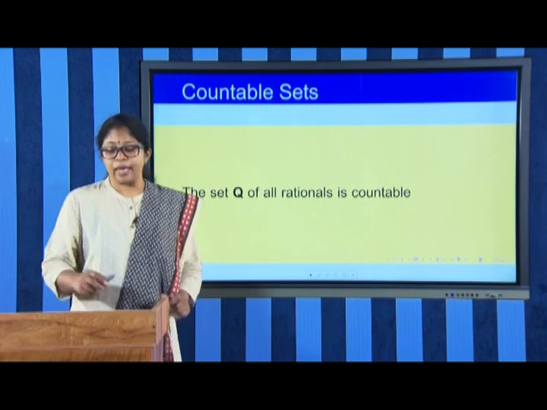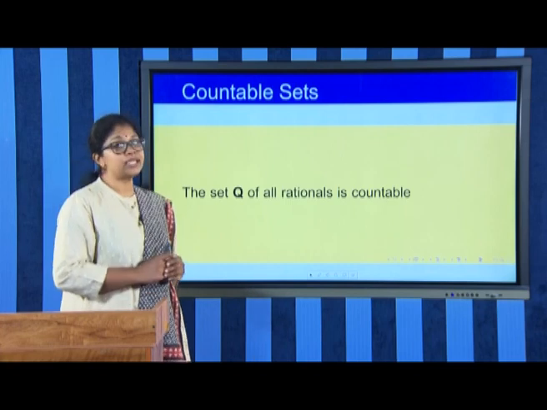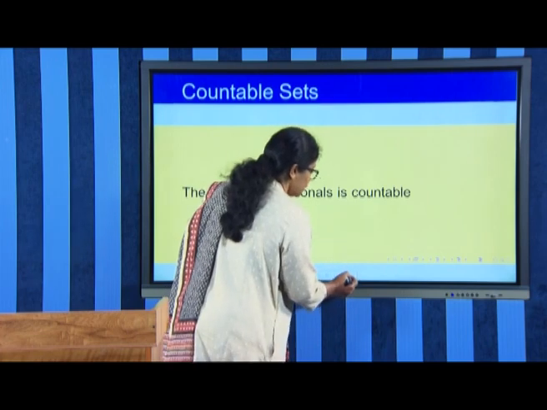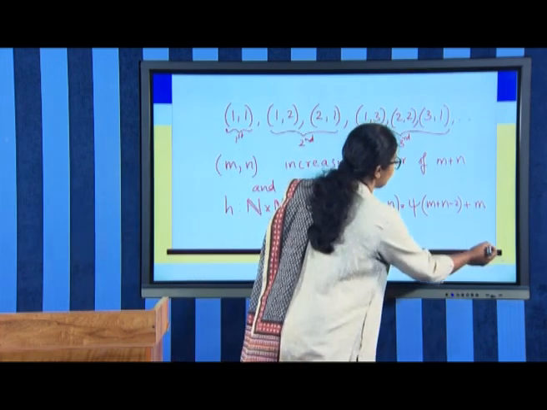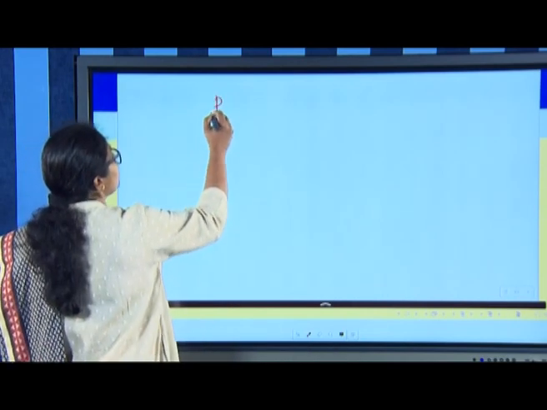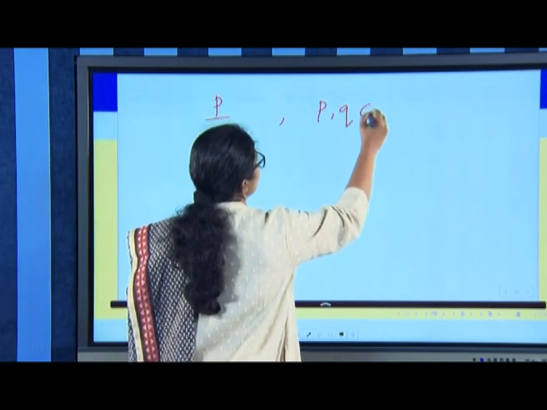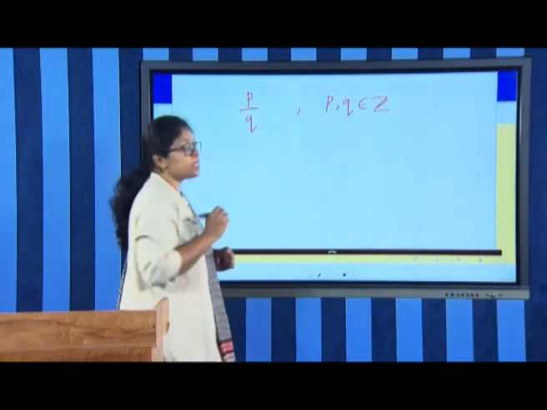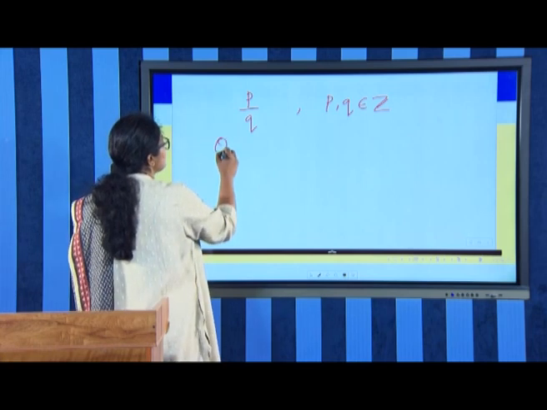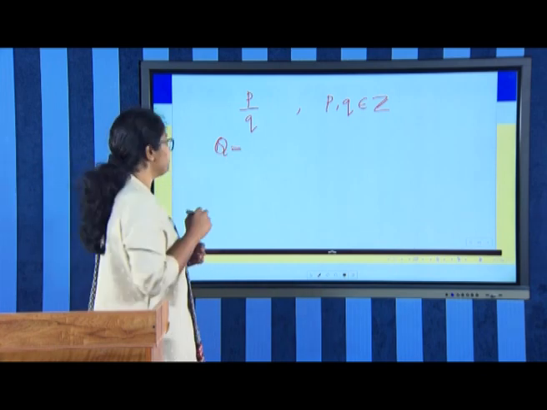Now, we are moving on to an important result in real analysis. The set Q of all rationals is countable. Before going to the proof, we would see what a rational number means. A number of the form p by q, where p and q are integers, is called a rational number. So now we are going to see that the set Q of all rational numbers is countable.